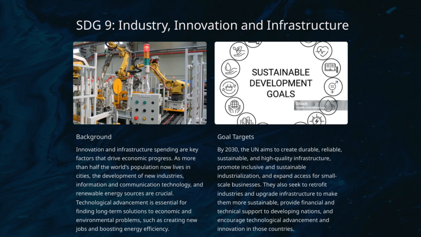A key part of this goal is retrofitting industries and upgrading infrastructure to make them more sustainable. This means improving existing systems to be more environmentally friendly and efficient. Additionally, the UN plans to provide financial and technical support to developing nations, enabling them to catch up and innovate. Innovation and infrastructure spending are crucial drivers of economic progress.